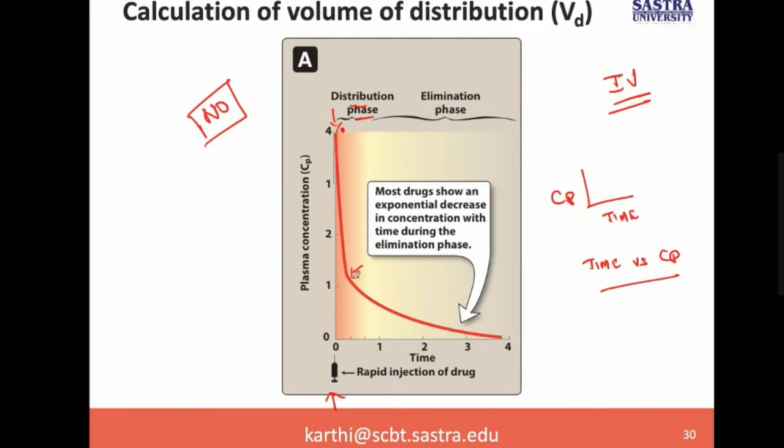Beyond a certain point, there is no big role for distribution. This distribution process is very rapid because the rate of blood flow to different organs is very fast, so distribution will also be very fast because it directly depends on the rate of blood flow. Beyond this point, what is actually happening is the elimination process. So what is elimination? Maybe the drug molecule started to metabolize.